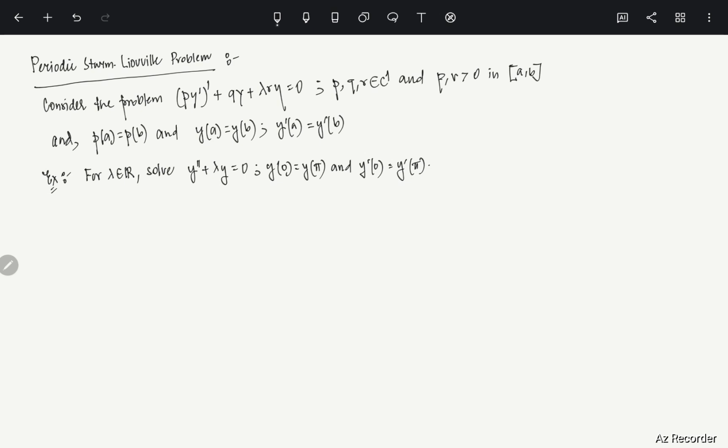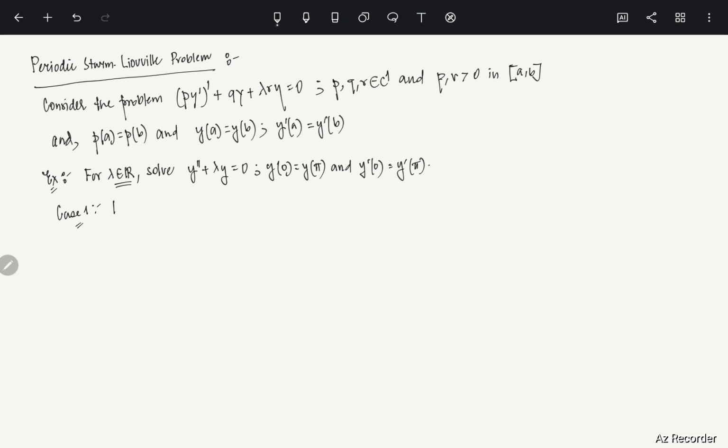Now we want to solve this problem. What do you do? First of all, why did I choose lambda to be real? Here the question says lambda is real, and you do not have to worry about complex values. You can think of complex lambda, but we will prove a theorem which guarantees, like in the last video, that the eigenvalues are going to be real. Here also the same thing will happen, so you really do not need to worry about that.